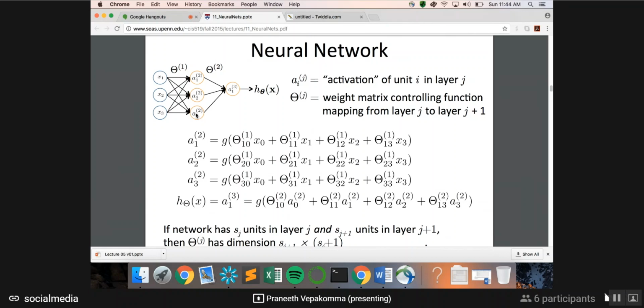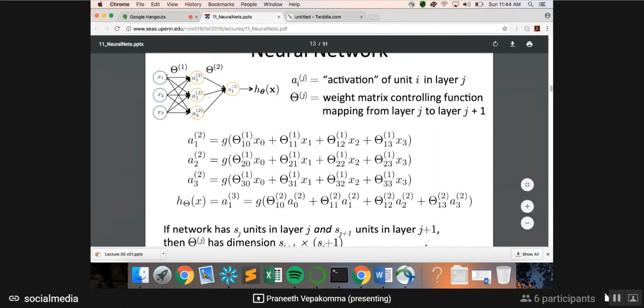So A3 is again a sum of products of whatever arrows are going in. So W1 x1 plus W2 x2 plus W3 x3. The weights are different here. It's not the same W1. It's another W1 times x1 plus another W2 times x2 plus another W3 times x3 that goes into this neuron. Same thing into this neuron. So each one has its own weights. That's why each neuron has its own weight vector. Here theta 10 is different from theta 20. Theta 11 is different from theta 31. So everyone has its own set of weights.